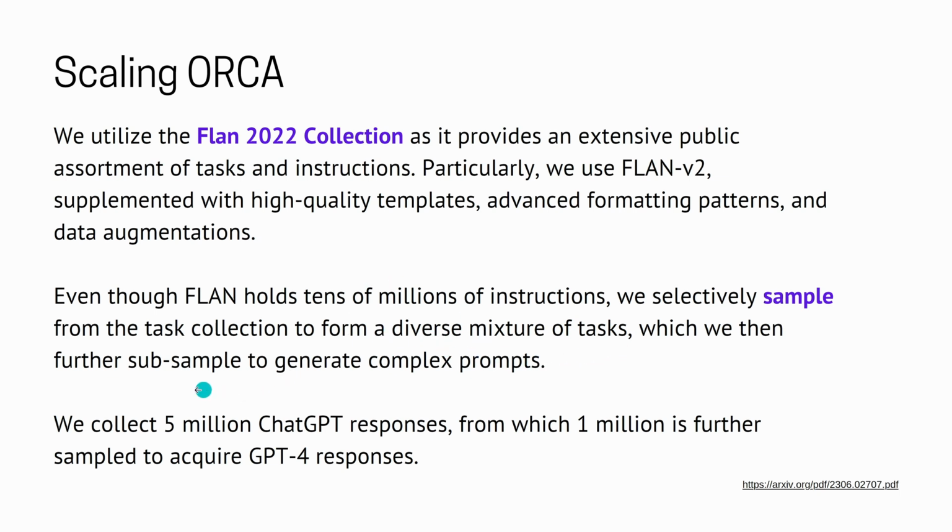So what they do, they collect 5 million ChatGPT responses, from which 1 million is further sampled to have a GPT-4 response. This is it. This is all there is. So they build upon the Google Flan 2022 collection, and they just select 5 million responses from these tens of millions of instructions, as they write in their ORCA paper.